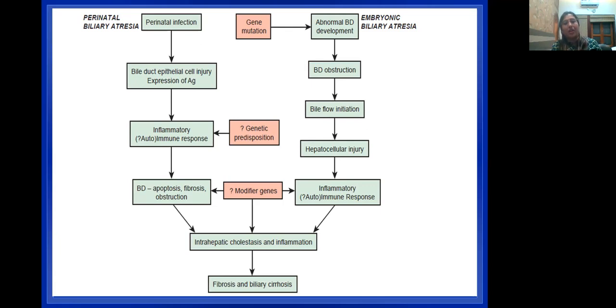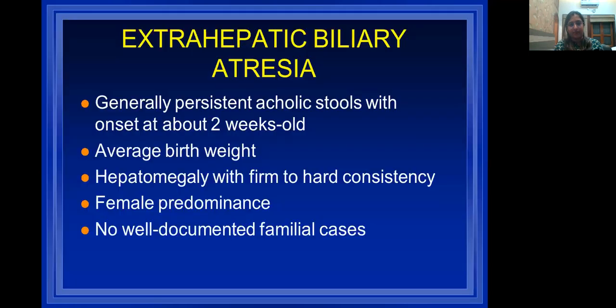Whereas in embryonic biliary atresia, there is already abnormal bile duct development because of a gene mutation. That abnormal development leads to bile duct obstruction. Hence, when bile flow is initiated, there is hepatocellular injury, which further leads to an inflammatory autoimmune response, and therefore all of this leads to intrahepatic cholestasis and inflammation. And this further leads to fibrosis and biliary cirrhosis.